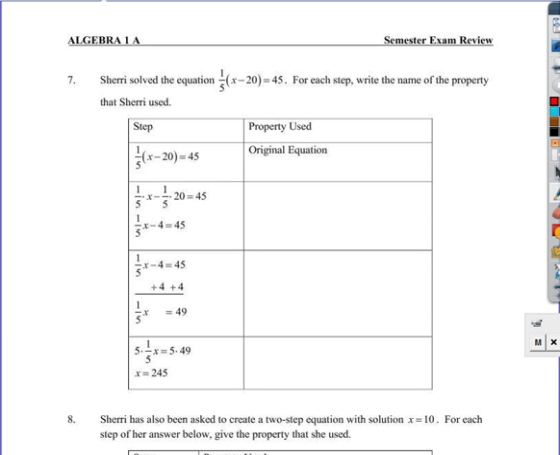Number 7. So Sherry solved this equation. For each step, write the name of the property that Sherry used. So it looks like in the first step, she took 1/5 and distributed it. So that's why it was 1/5 x. And then 1/5 times 20 is 4. So she used the distributive property.